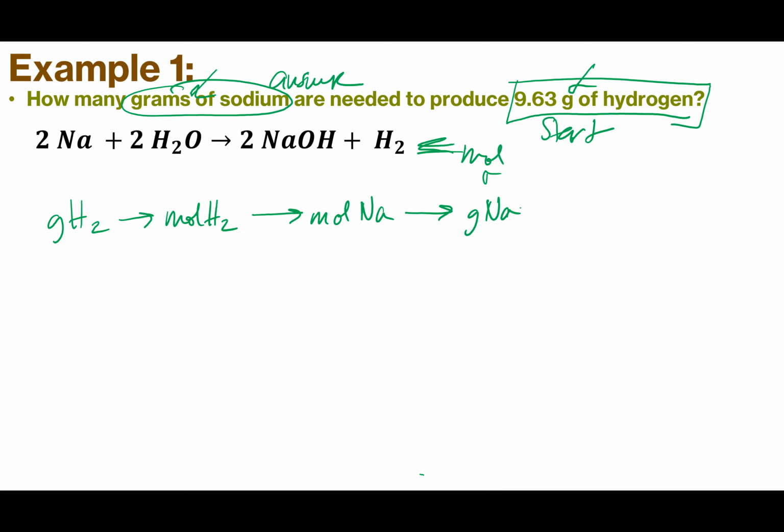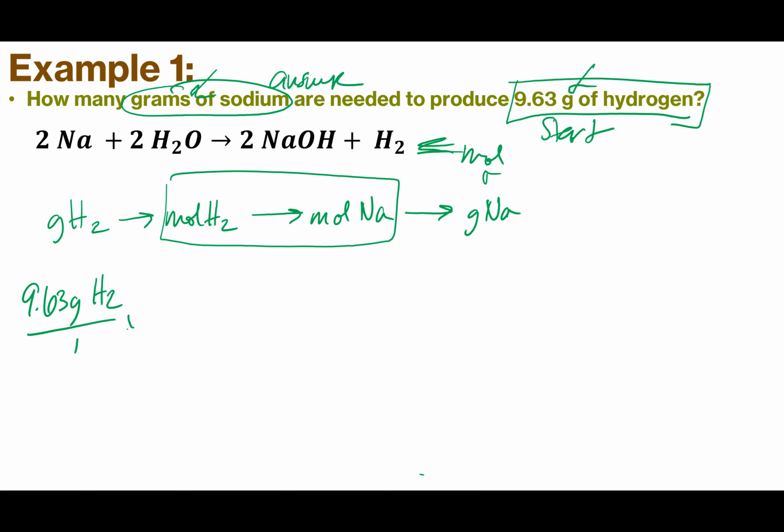All right, let's put this into practice and use our dimensional analysis. Really, the only new step is here. Everything else we've done before. 9.63 grams of hydrogen. Make a formula in there. We need grams of hydrogen on the bottom. Two hydrogens are 2.02 grams.